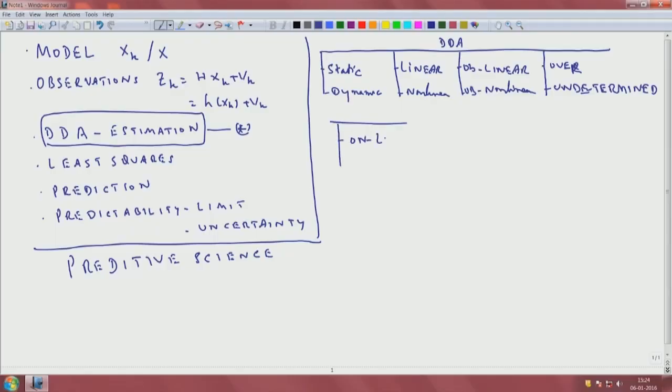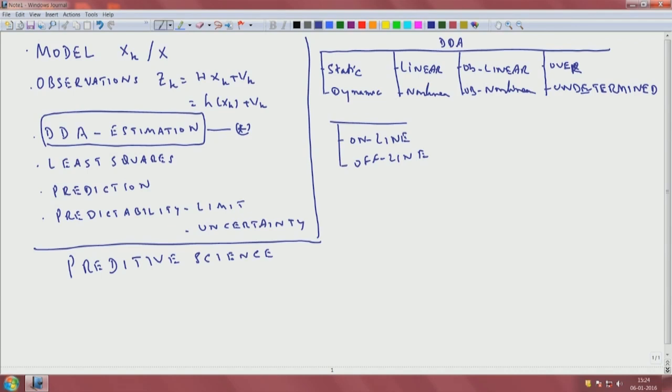Also, we have talked about online versus offline. So we have done various combinations. We have talked about static linear, where the observations are linear, underdetermined, overdetermined. We have talked about online, offline. We have talked about dynamic linear, nonlinear, observation linear, nonlinear. We always generally talked about overdetermined systems, both offline and online.